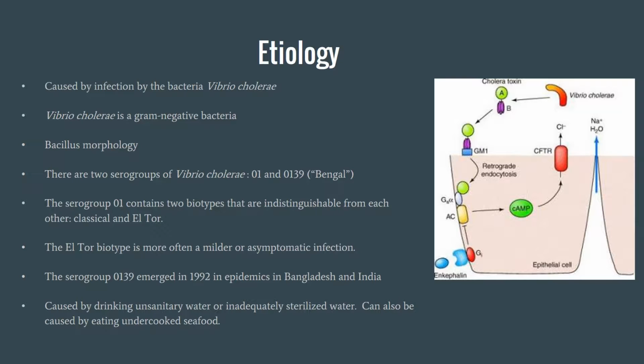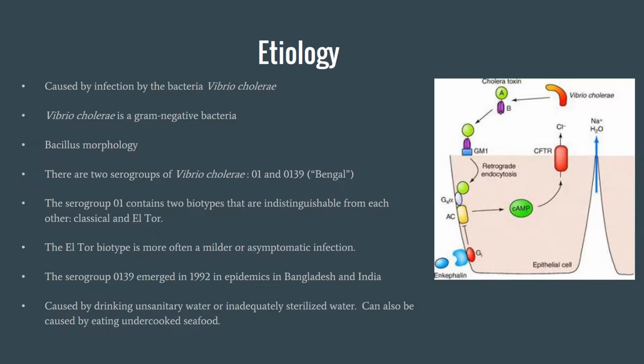There are two serogroups of Vibrio cholerae, which are O1 and O139, which is also known as Bengal. The serogroup O1 contains two biotypes that are indistinguishable from each other, classical and El Tor. The El Tor biotype is more often a milder, asymptomatic infection. The serogroup O139 emerged in 1992 in epidemics in Bangladesh and India, which is why it is also known as Bengal. Vibrio cholerae is caused by drinking unsanitary water or inadequately sterilized water.